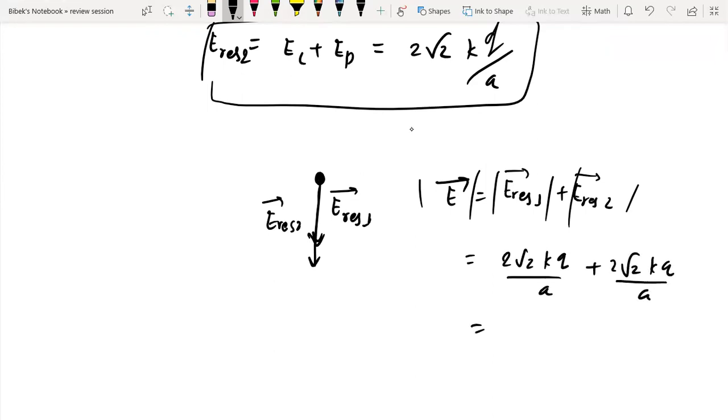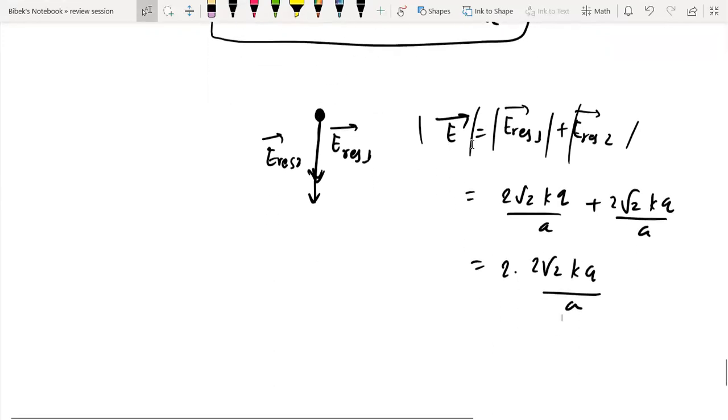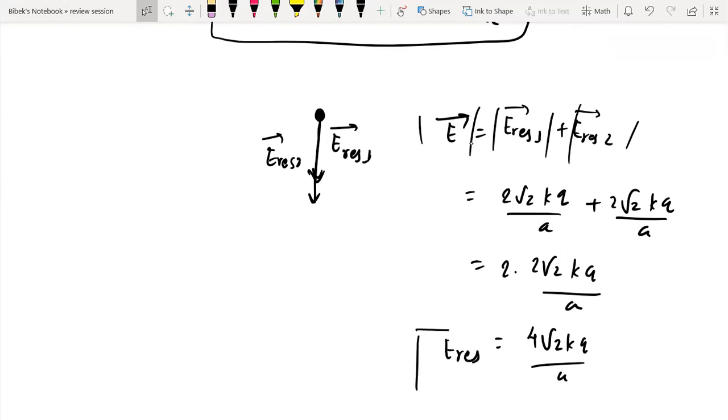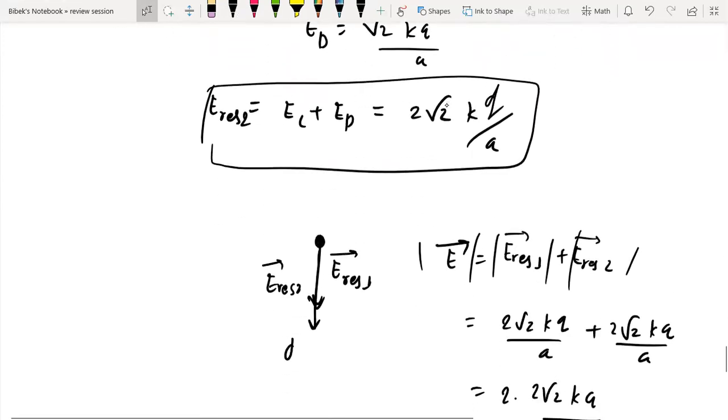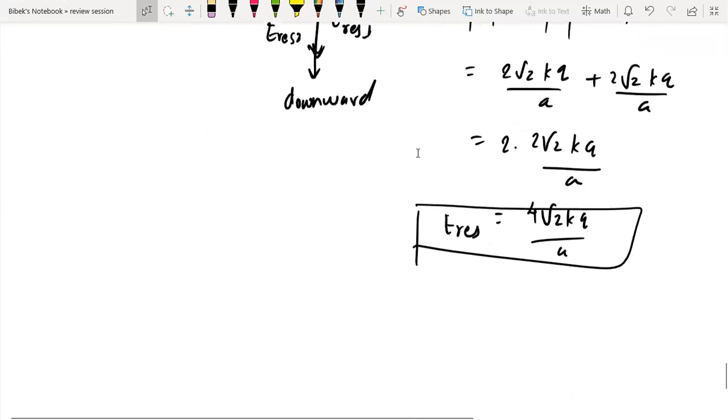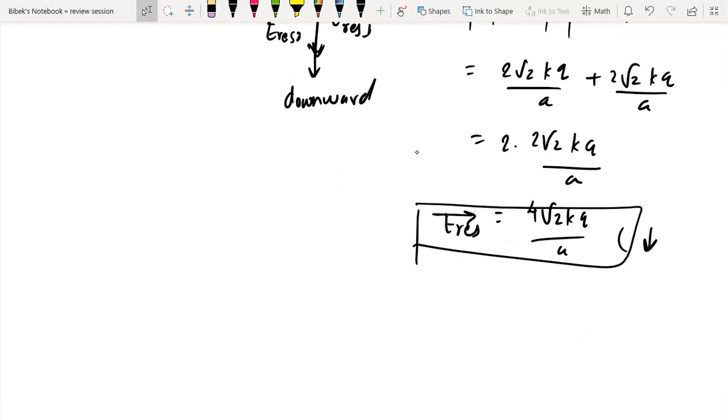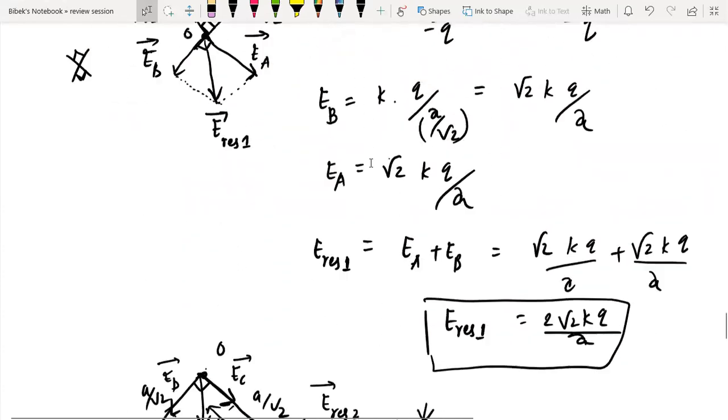It's the same term, so 2 times 2 root 2 KQ over A. That is 4 root 2 KQ over A. So that's your E resultant due to all of these four charges. And the direction here will be downward. Directly downward. So if I write it as a vector, this is the direction. So this is how you solve this kind of problem.